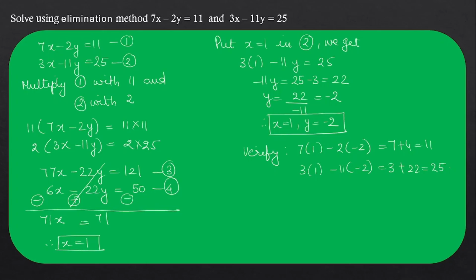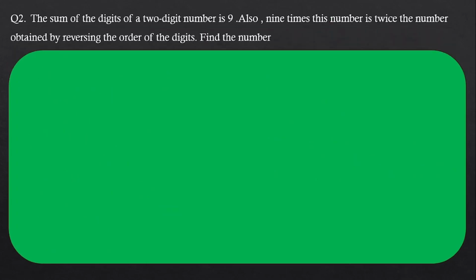Now let us see one more word problem based on elimination method. The question here says the sum of the digits of a two-digit number is 9. Also, 9 times this number is twice the number obtained by reversing the order of the digits. Find the number. Now, before we start attempting to solve this question, let us understand one small concept. Whenever we look at a number, for example, I'm having a three-digit number which is 347.